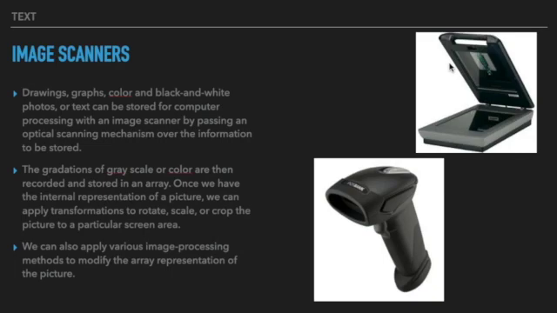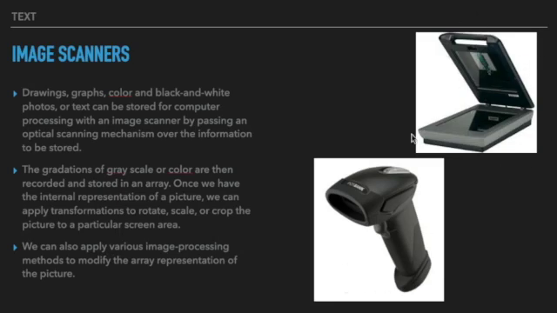stored. Okay. The gradations of grayscale or color are then recorded and stored in an array, and once we have the internal representation of a picture, we can apply transformations to rotate, scale or crop the picture to a particular screen area. We can also apply various image processing methods to modify the array representation of the picture. Okay, so that's how the image scanners work.